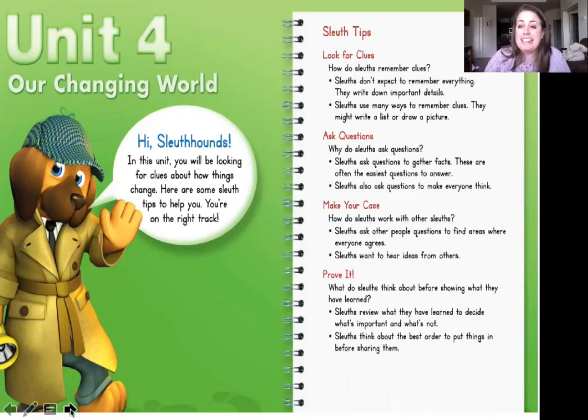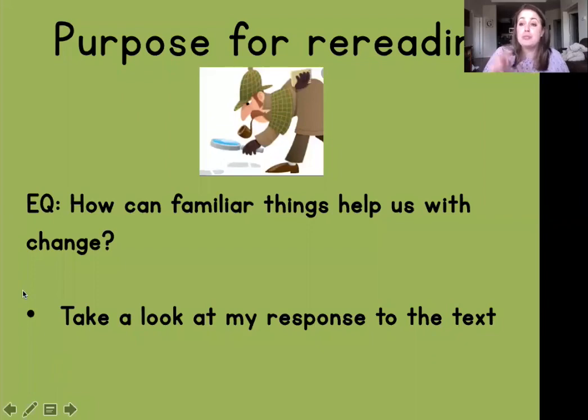Okay, so we're going to continue to do those 4 things today as we reread the same text we were looking at last week. We have 2 purposes for reading. The first one is the one that stays with us all unit long. It's that big unit essential question, what we are working to answer all throughout this unit. Our essential question is, how can familiar things help us with change?